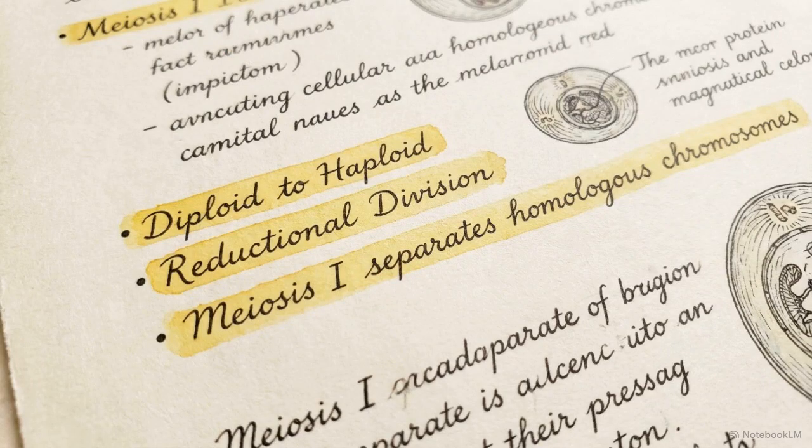This exact terminology, diploid to haploid and reductional division, is how your NCERT and WBCHSE Class 11 textbooks officially define the start of meiosis. You will need these specific terms to build your foundation.